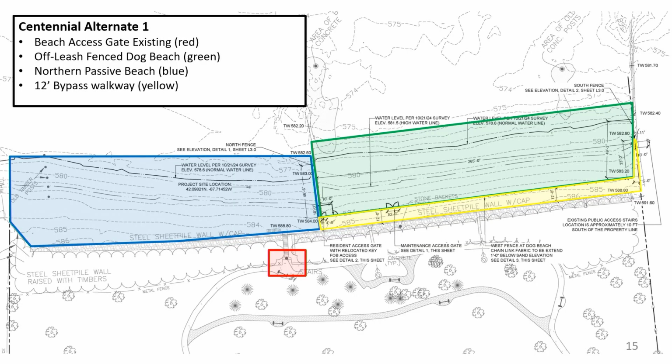Okay. So the beach will be split, passive activity on the north end, sitting on the beach, looking at the water, and then dogs in the cage to the south. With the same bypass as discussed, yes.